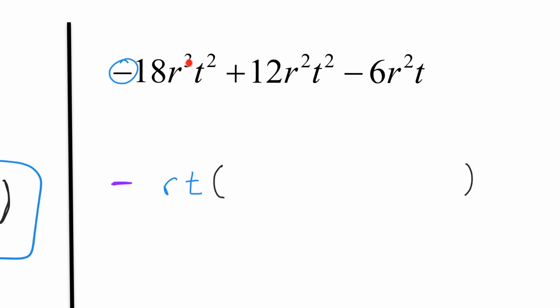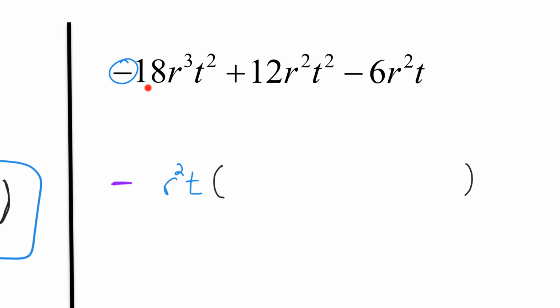Now for the r's, the lowest exponent, there's a 3, there's a 2, there's a 2, okay? Lowest exponent is 2. For the t's, there's a t squared, and t to the first power. So that means I'm going to have a t to the first power here. All right, so we got the variables.